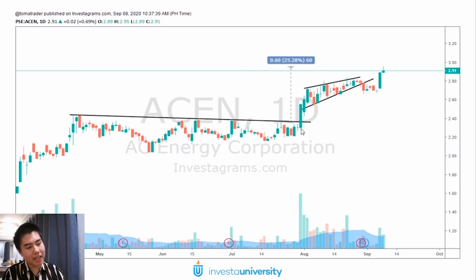So, to show you here, again, not all the patterns work, even the topping patterns. A recent trade would be Ace N. Ace N, it looks like a wedge, right? It did break down, but it recovered right away. So, again, I just wanted to emphasize here, not all patterns work.